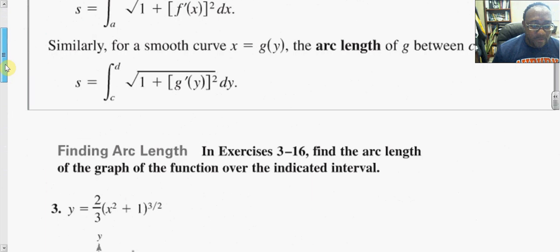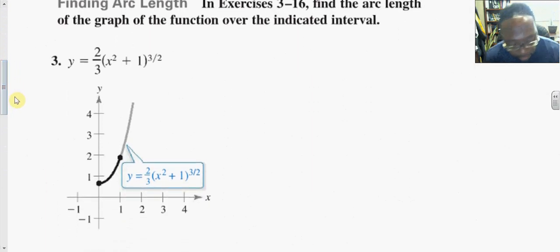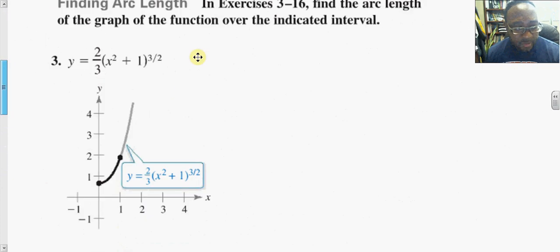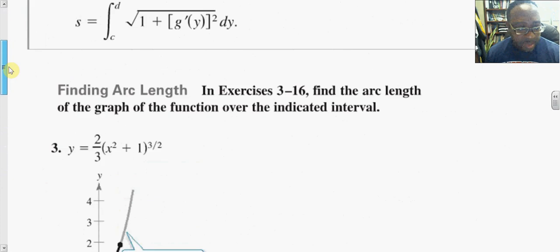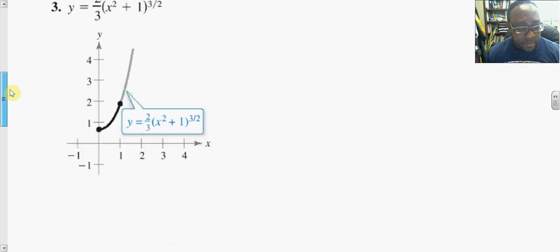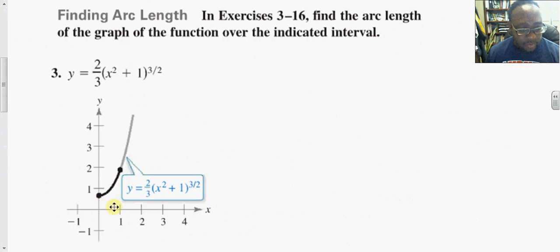So we're going to use that formula to calculate the arc length. Let's take this problem here. In the formula, it calls for several things, and particularly we want to take the derivative of f, and then we're going to square it, add 1, take the square root of that, and then integrate all of that. We're integrating from A to B, here from 0 to 1.